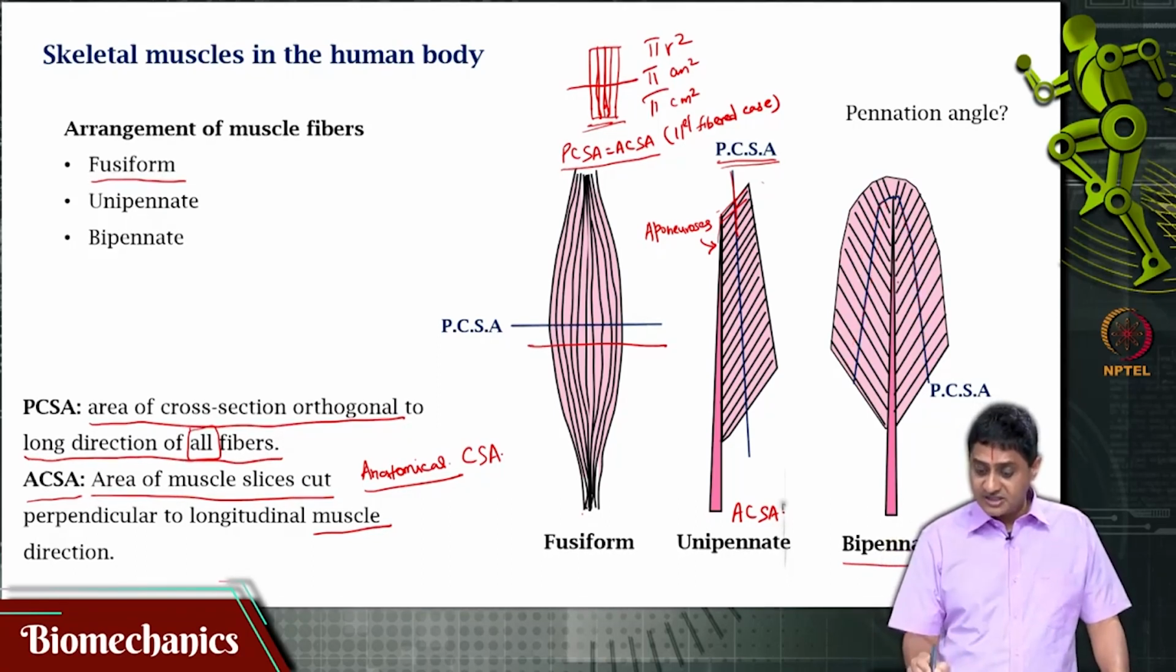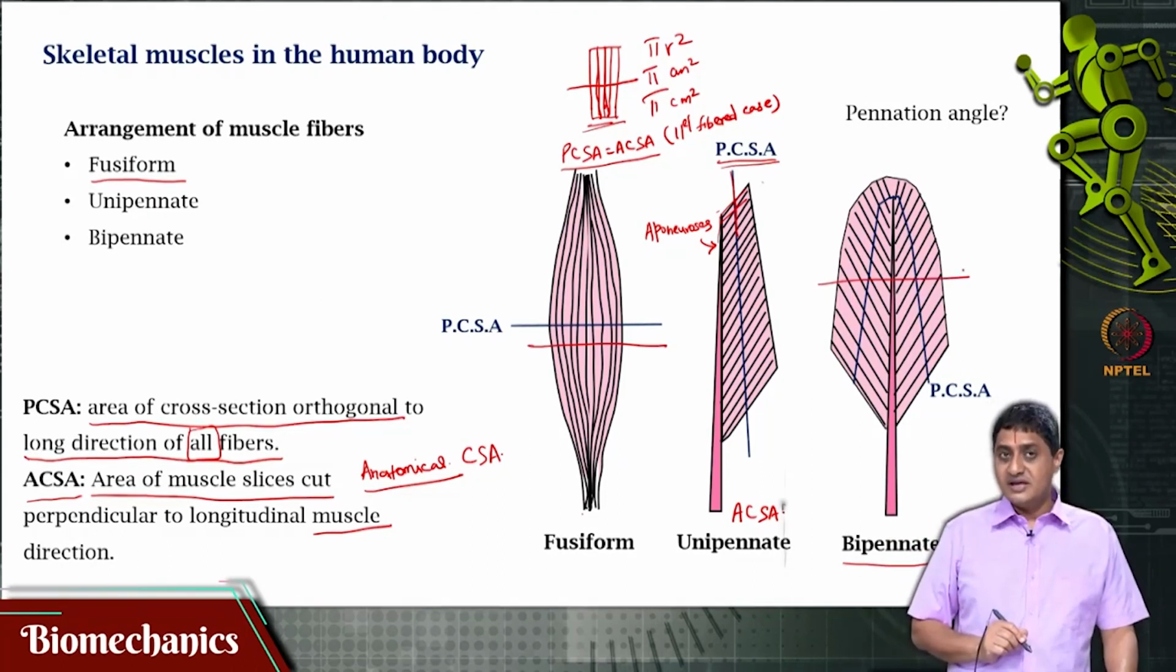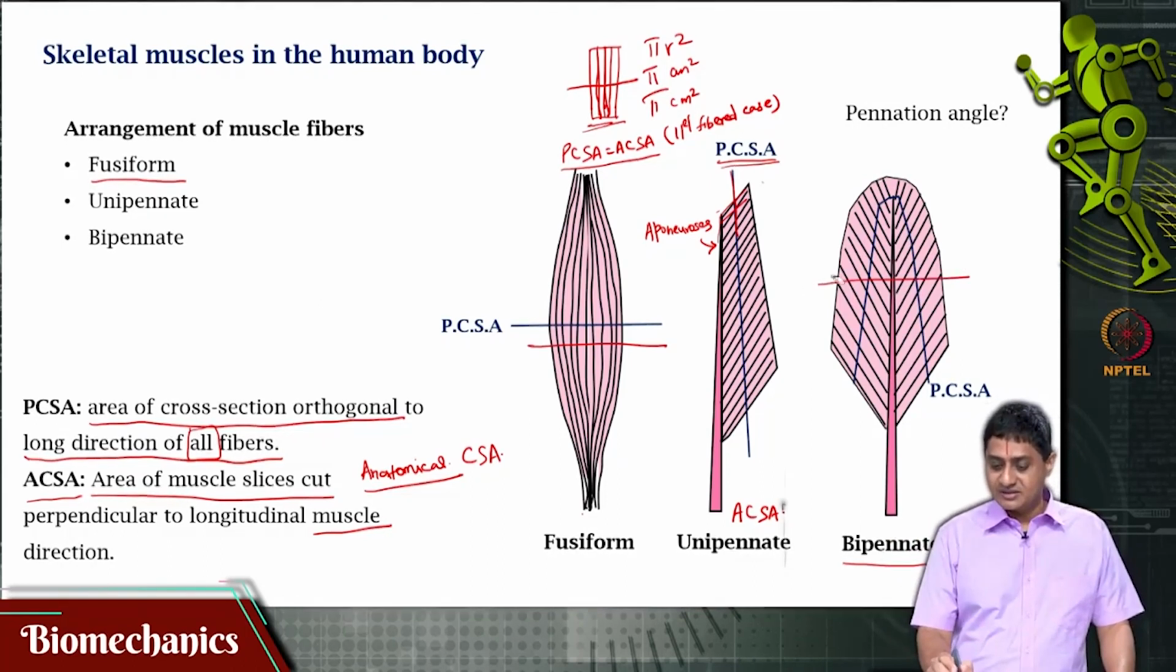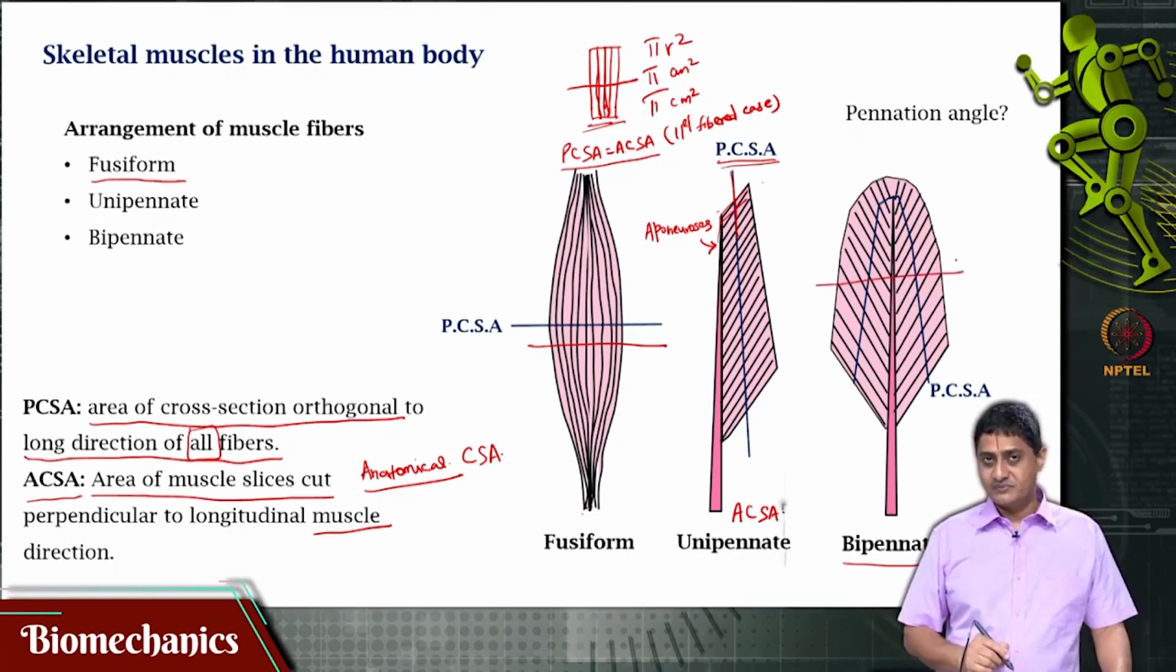But the anatomical cross sectional area would be the area that I would find by slicing using that horizontal line. This is the area that I would find. Is it not? This is the difference between anatomical and physiological cross sectional area.